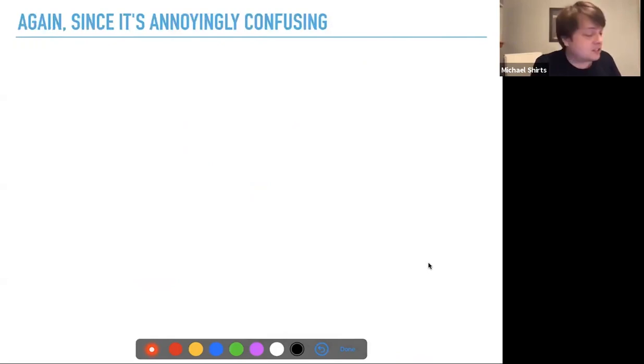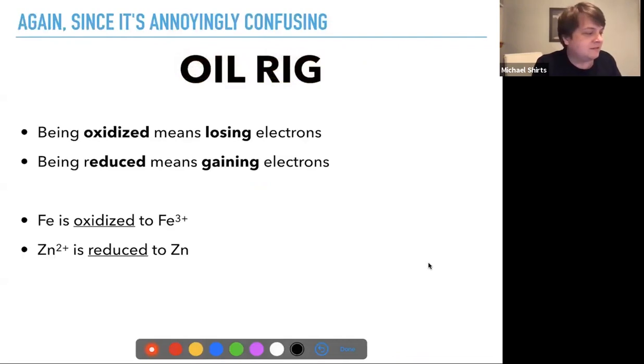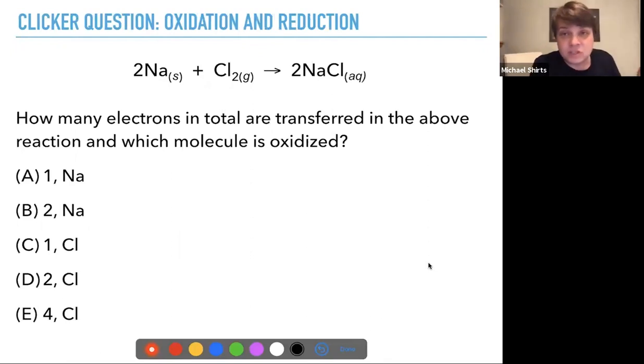Again, since it's annoyingly confusing, OIL RIG. Being oxidized means losing electrons. Being reduced means gaining electrons. Iron is oxidized to Fe3+, zinc 2+. The zinc ion is reduced to zinc. It has gained electrons.